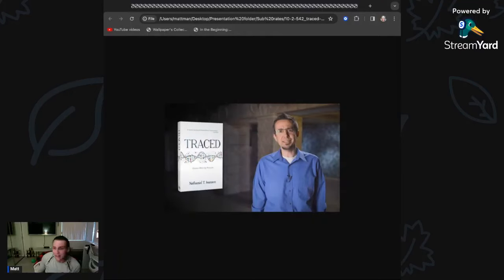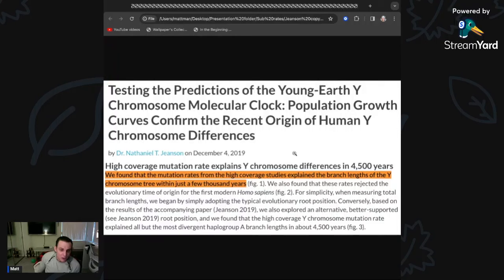Then we go to Nathaniel Jensen and his Y chromosome mutation rate. His study showed that about 4,500 years ago, using high coverage, there were actually 2 studies, but one in particular that he pulled the data out of, connected the phylogeny together to show who was related, and then made a mutation rate based off of that. He found that sometime around 4,500 years ago, Noah lived.